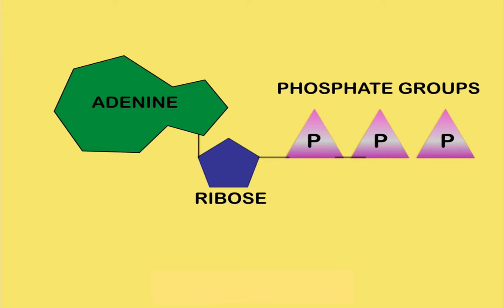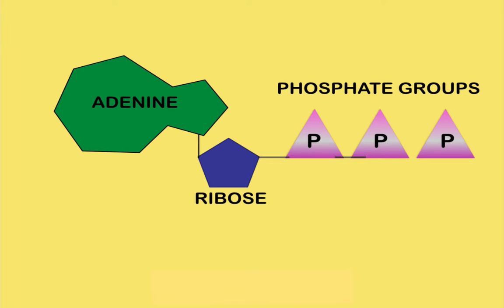The first, which is shown in green, is adenine. This is a nitrogenous base, basically a molecule that's made out of nitrogen. It's made out of a few other atoms, but we'll deal with that a little bit later. Adenine is the same nitrogenous base that you find in DNA, and you also have ribose, a sugar, which is in blue.